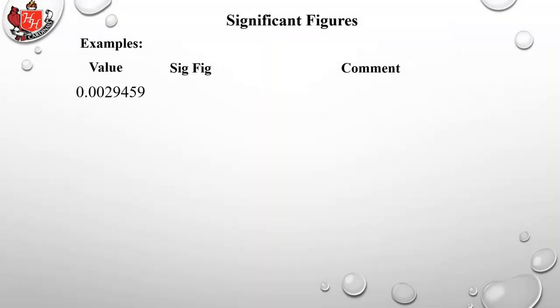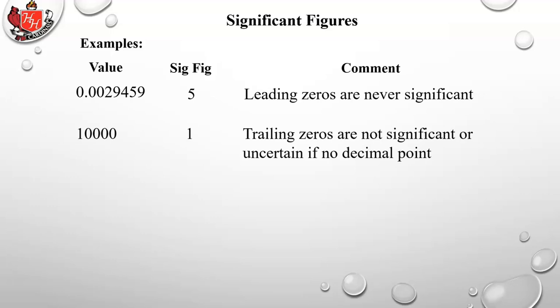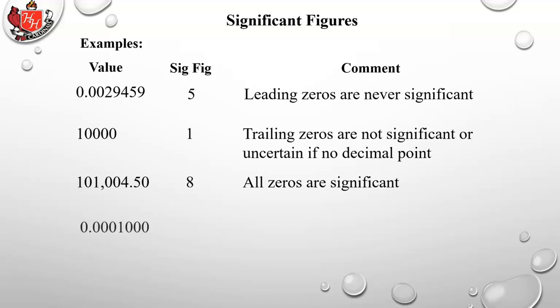Okay, how about this number? 5. All the non-zero digits are significant, the 3 zeros are not. 10,000? 1. There's no decimal, so the trailing zeros are not significant. This number? 8. All of those are significant because there is a decimal. Okay, this one? 4. The 1 and the 3 zeros to the right are significant. The 4 zeros to the left are not significant.